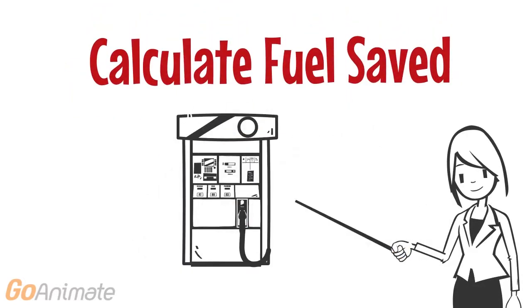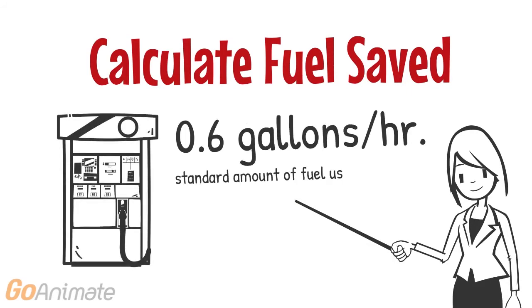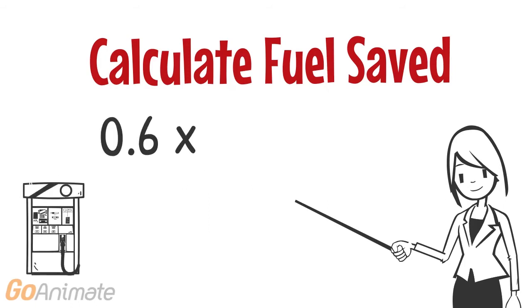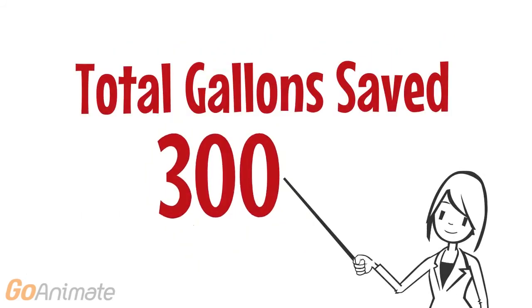Let's calculate how much fuel you saved. We'll use the standard amount of fuel a vehicle uses while idling, which is 0.6 gallons per hour. If you multiply 0.6 by 500, the number of hours the module shut off the engine, you'll get 300, which is the gallons you saved by having the module installed.